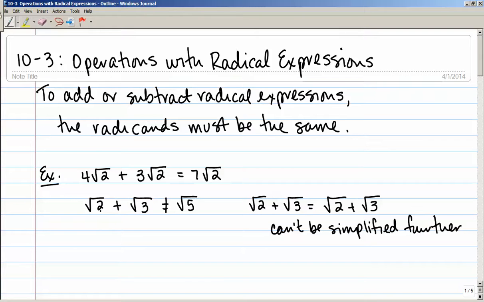Next example, square root of 2 plus the square root of 3. Because those radicands are not the same, you cannot add them to equal the square root of 5. And in fact, square root of 2 plus square root of 3 is as simplified as it gets.